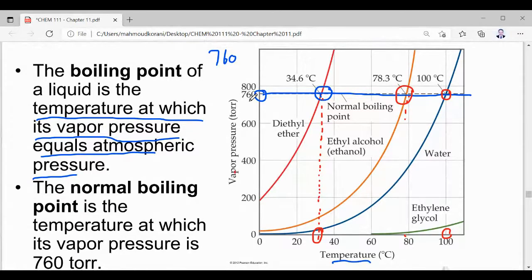Actually, the boiling point depends, as I mentioned, on the vapor pressure. If the vapor pressure above the liquid decreases, the boiling point decreases. If the vapor pressure above the liquid increases, the boiling point increases. Do you know the mechanism of the pressure cooker, so to say? It depends on the vapor pressure.